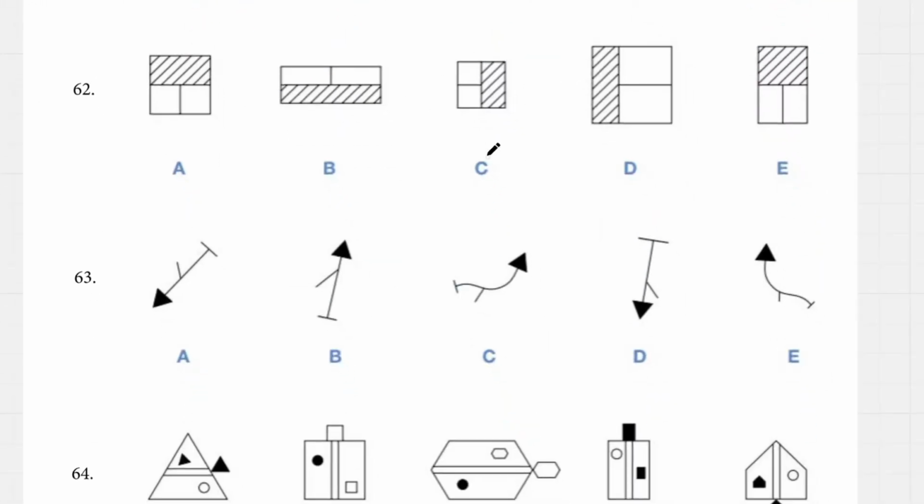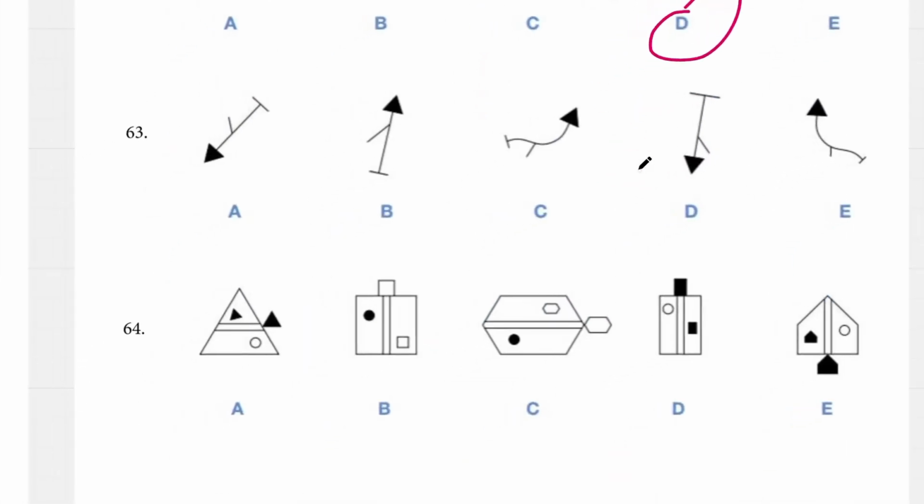Question 62. All the other shapes, half is highlighted. We have half, however, with D, it's about 1/3, 1/4, so that has to be odd one out. Question 63. Here, the branch coming off the arrow isn't facing down towards this base. It is pointing towards the arrow, which means it's D.